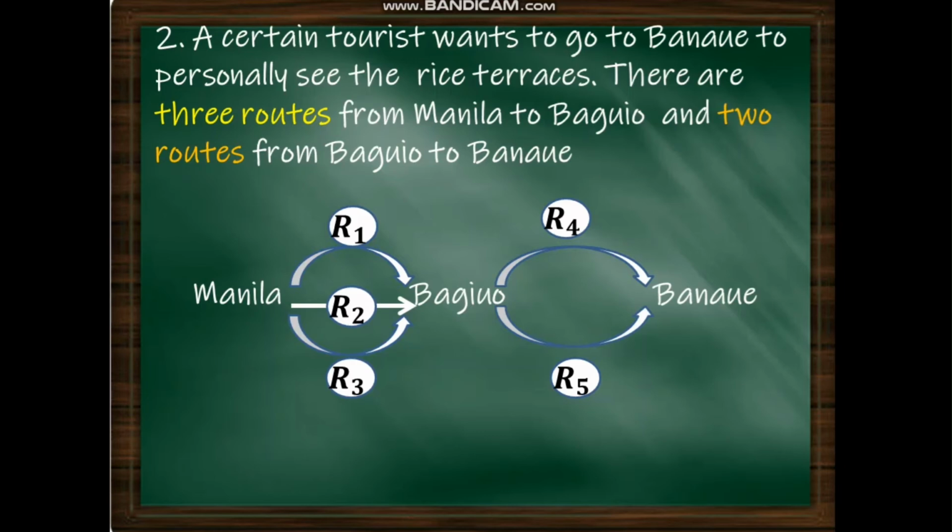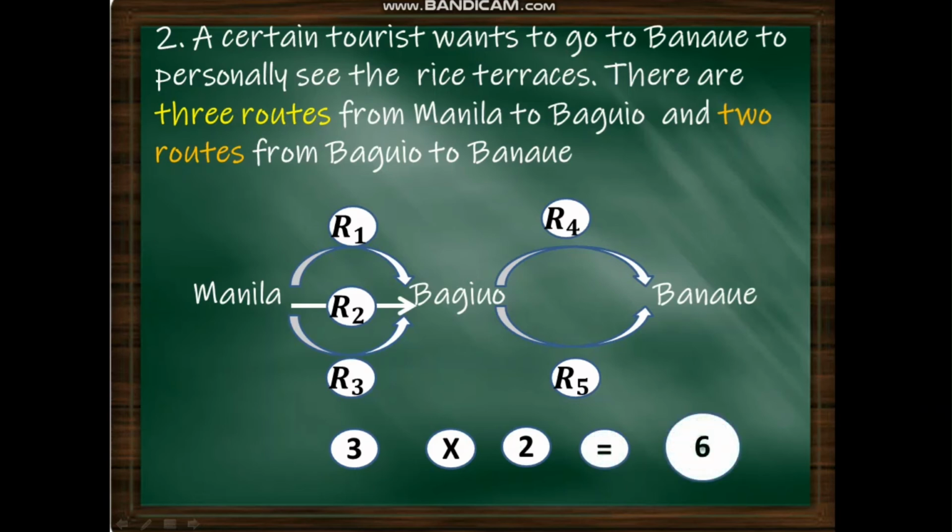So, kung titingnan natin, ilan po bang daan mula sa Manila hanggang sa Baguio? Di po ba meron tayong 3? Ilan po bang daan meron papuntang Baguio to Banaue? Di po ba meron tayong 2? And therefore, if we multiply that, that is equivalent to 6. Ibig sabihin nun, we have 6 possible ways in order for us to go to the rice terraces in Banaue. Ganun lang kadali. We will just simply multiply the m ways and the n ways.